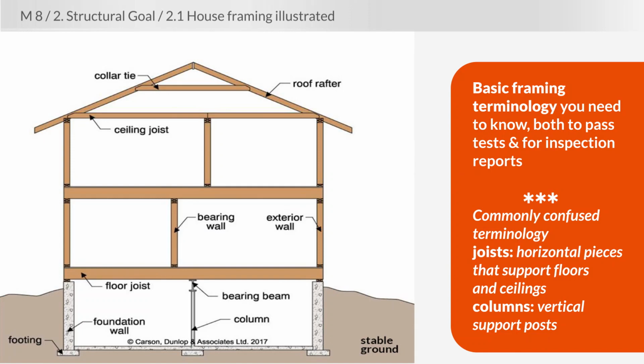When we say joists, we're talking about horizontal pieces that support floors and ceilings. Columns are vertical. Columns are posts, and they provide support for joists and beams. I've seen many inspection reports where an inspector is trying to talk about the column and he or she says that the joist was rotted at the bottom. So we need to make sure we're using the correct terminology. If you need to, take a few moments and study this diagram over and make sure you know all of these terms.